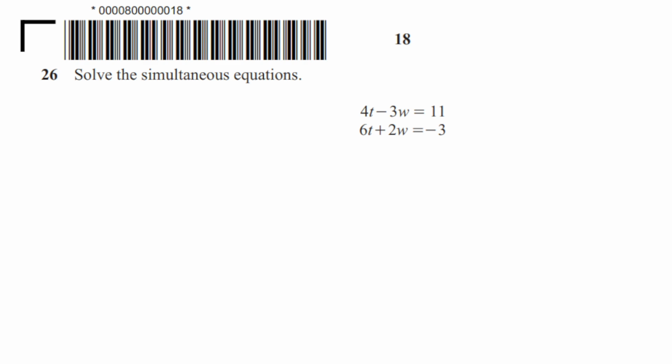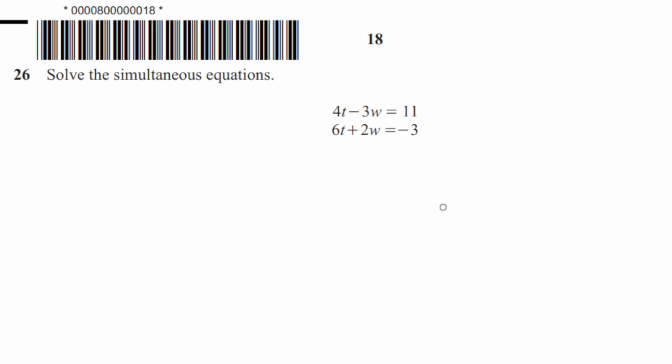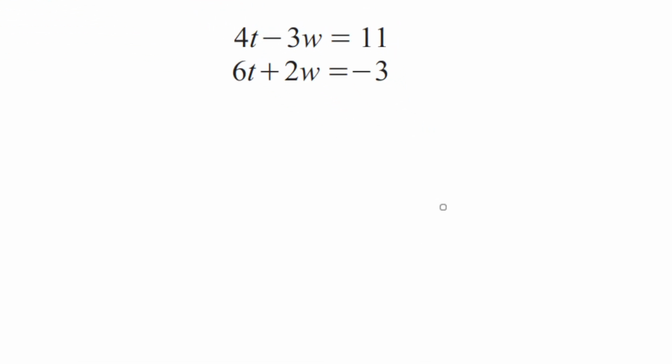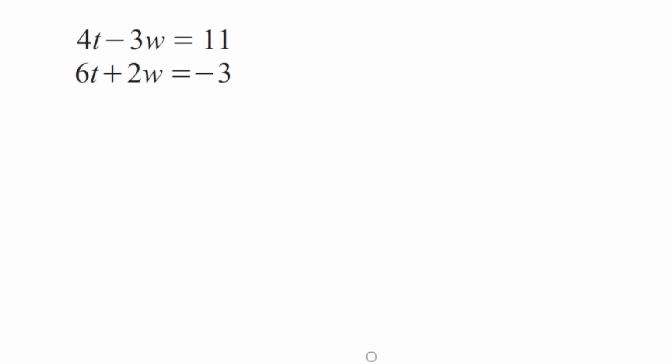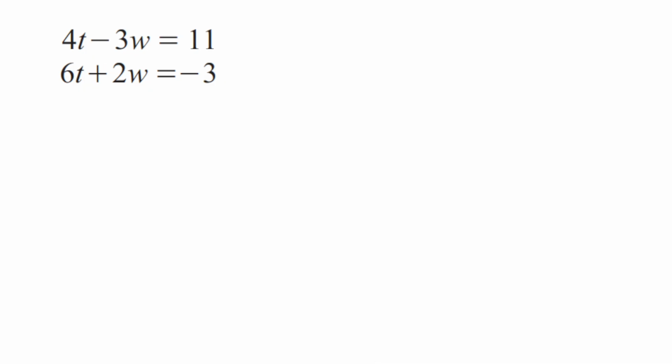Question 26 is 4 marks. This is Cambridge non-calculator paper. The question asks you to solve these nice simultaneous equations. Now, the first thing I look at is the coefficients, the numbers in front of the t and w. Are they equal? No, they are not. So we need to make them equal.